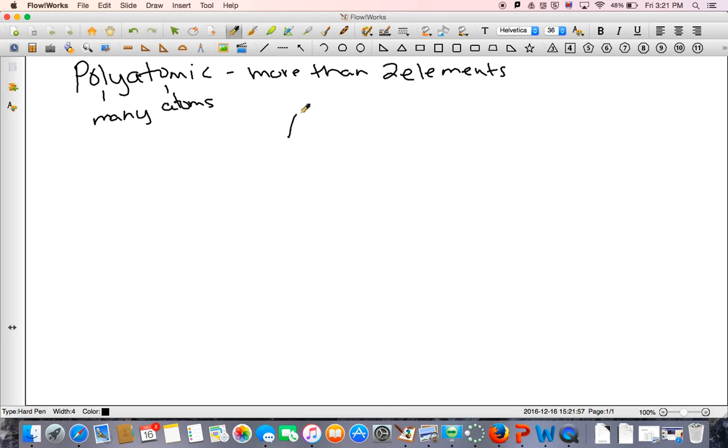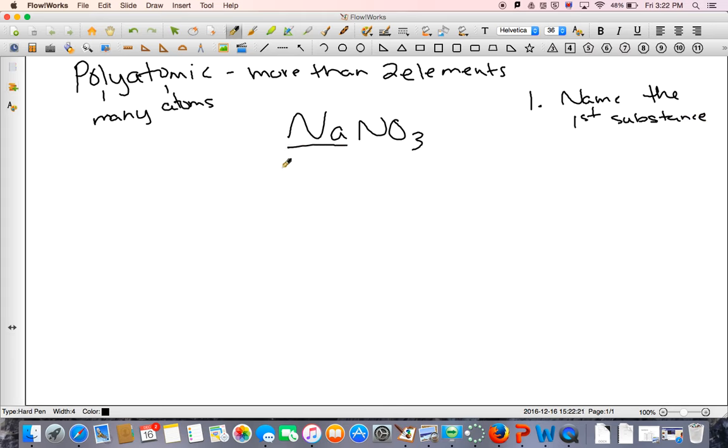For instance, I'm just going to put this one up here, NaNO3. I look at it and I see a metal, I see nitrogen, and I see oxygen. I see 3 capital letters, so I know there's a polyatomic in here. First thing I'm going to do for naming with polyatomics is you name the first substance. And notice I said substance and not element, because the first substance may not be an element. In this case, the first substance is an element, and it's sodium. Our second substance is NO3.